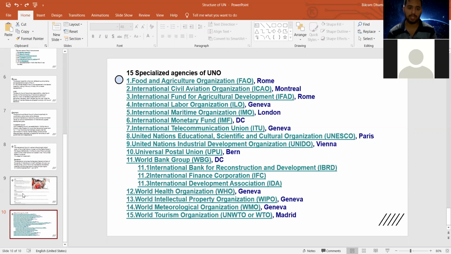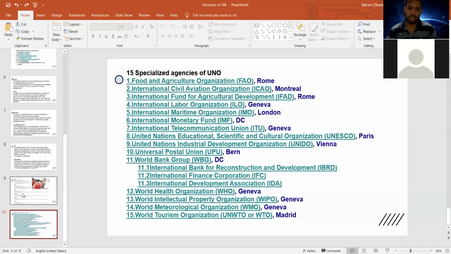The ninth specialized organ in the United Nations is UNIDO, which works in the field of industrial development and has its headquarters in Vienna. The 10th specialized organ is the Universal Postal Union, which works in the field of postal mail, though it is not very active at present. Its headquarters is in Bern. And the 11th specialized agency is the World Bank, which has subgroups called IBRD, IFC, and IDA, and its headquarters is also in Washington DC, USA.